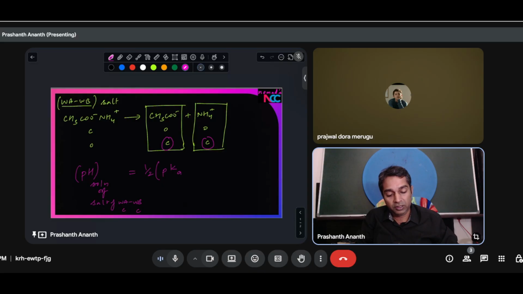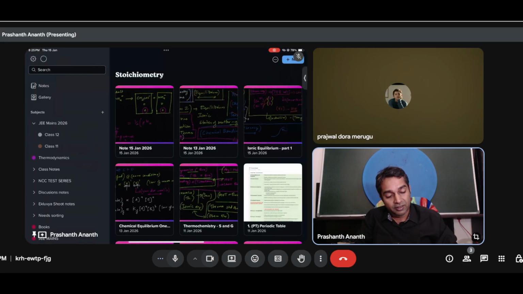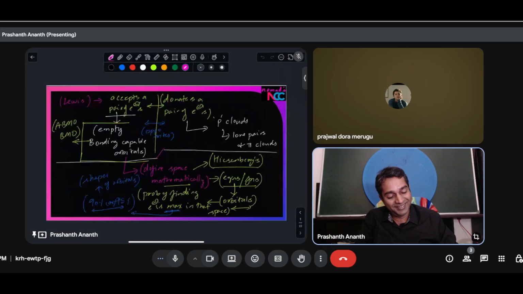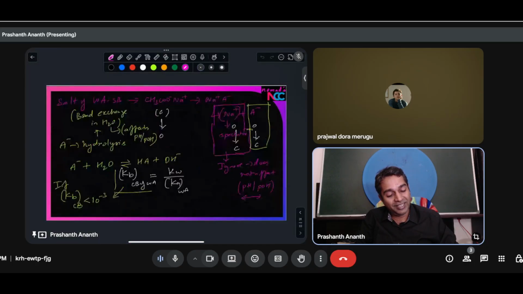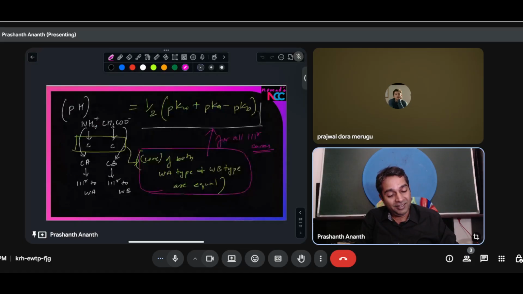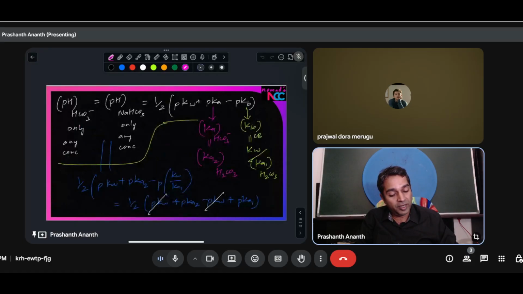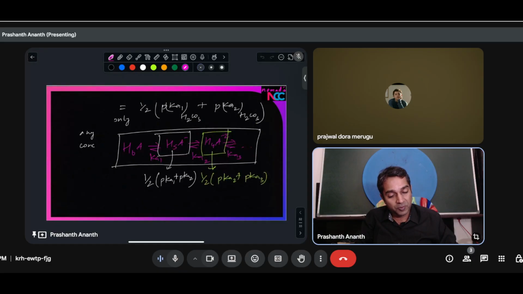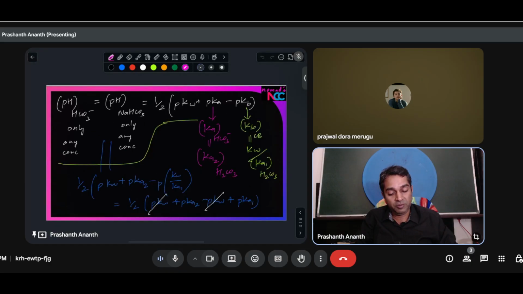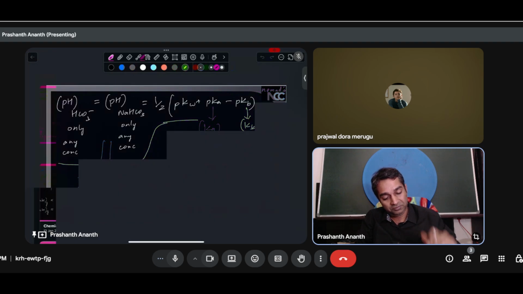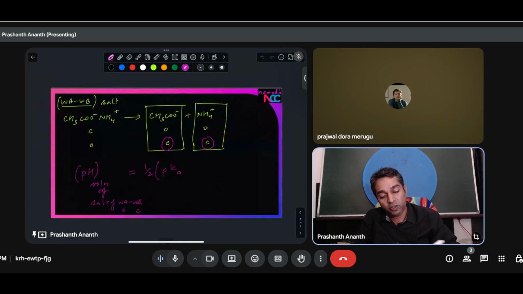What did we get? I forgot the formula finally. It's simpler to derive it, but as I said, this is an important formula to be memorized properly. pKa plus pKw plus pKa minus pKb. Okay. So we are going to have it as half into pKw plus pKa minus pKb. In this case, this is for the weak acid, this is for the weak base.